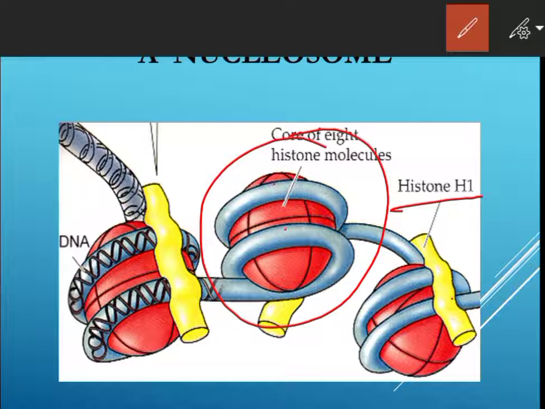Here in the core, there are H2A, H2B, H3 and H4. These four occur in pairs. Okay, and so this is the structure of a nucleosome.